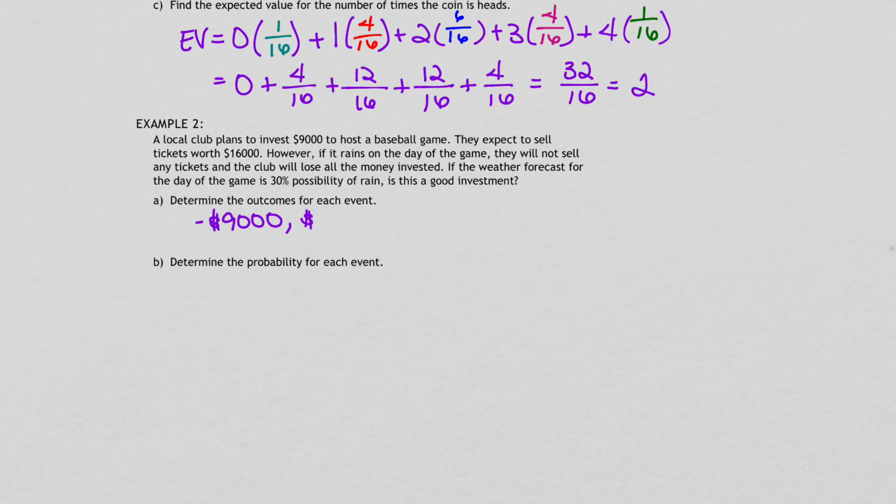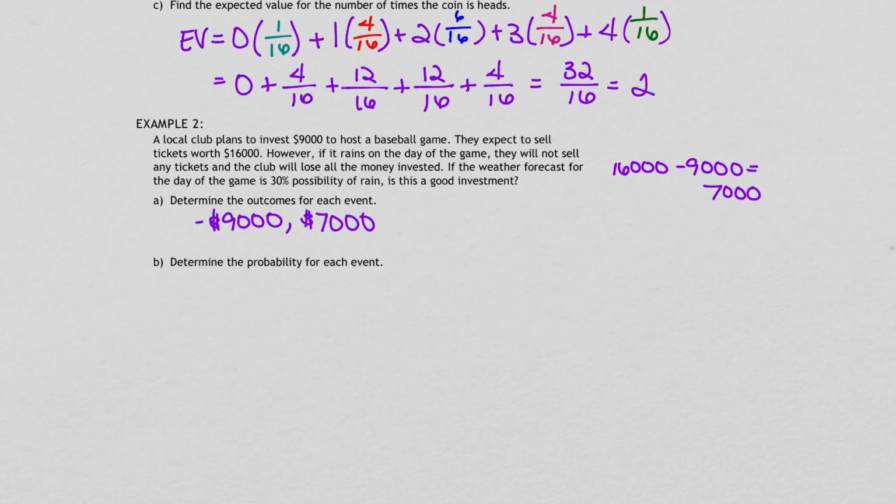Because they've already invested $9,000. So we have to subtract off $9,000 to get 7. So our 2 outcomes is that they could lose $9,000 or they could gain $7,000. What's the probability for each event?